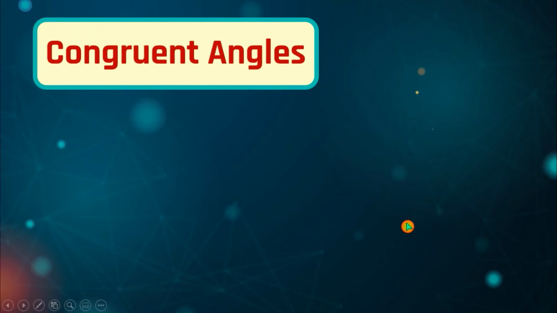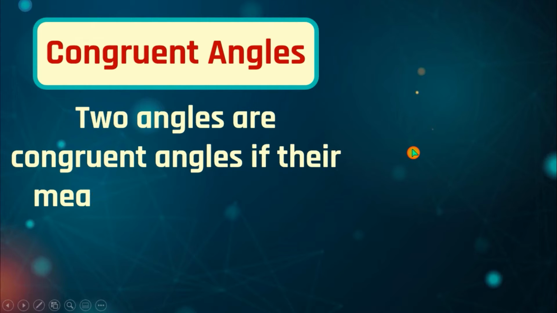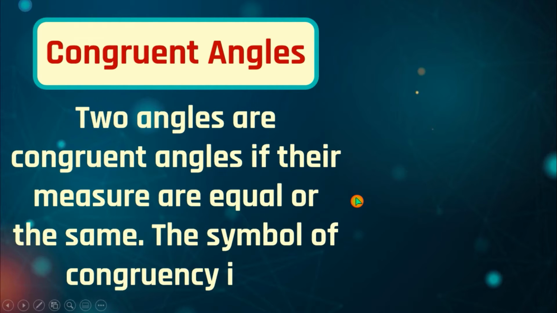Okay? Next, the third angle pair that we have is the congruent angles. Two angles are congruent if their measures are equal or the same. We use the symbol of congruency as this one. Okay, so the symbol of congruency is this. If you see a symbol like this, it means congruent. Now, what does it mean by congruent angles? Congruent angles are two angles with exactly the same measure and exactly the same figure.